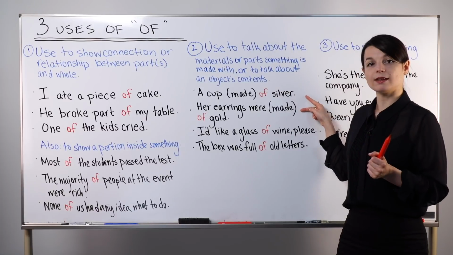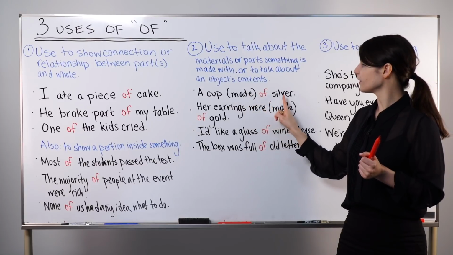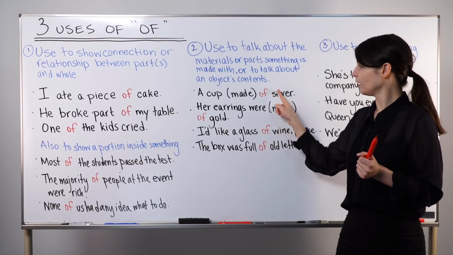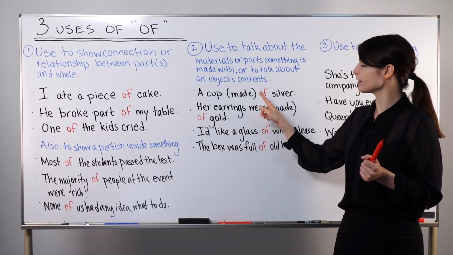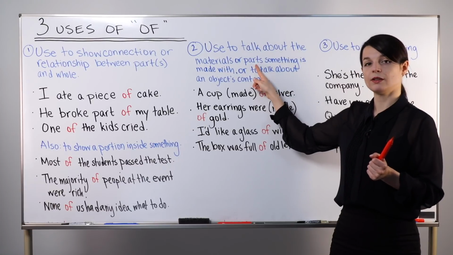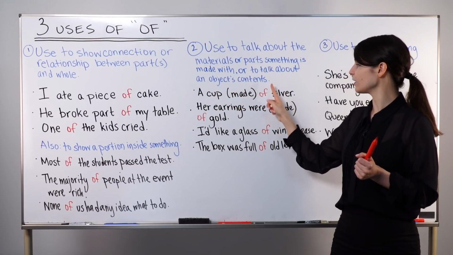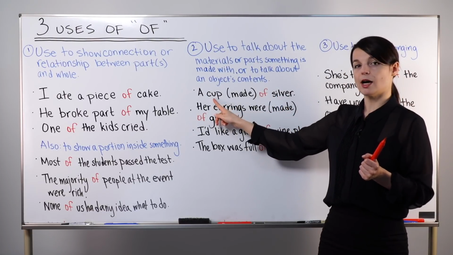First, let's focus on these two. A cup made of silver. This use of of here is showing us the materials that the cup is made of. So a cup made of silver. Silver is the material, cup is the object.